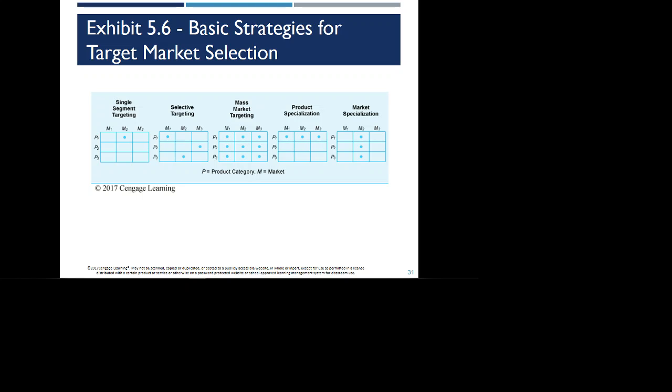Selective targeting, you're going to have 3 different products for 3 different segments. Mass market, you're going to target everyone with everything. Product specialization, you've got one product you're going to target multiple markets with. In market specialization, you have multiple products that you're going to all target to one specific market. So what you choose as a business really depends on your goals and your strengths and what consumers are looking for. Lots of things like that.